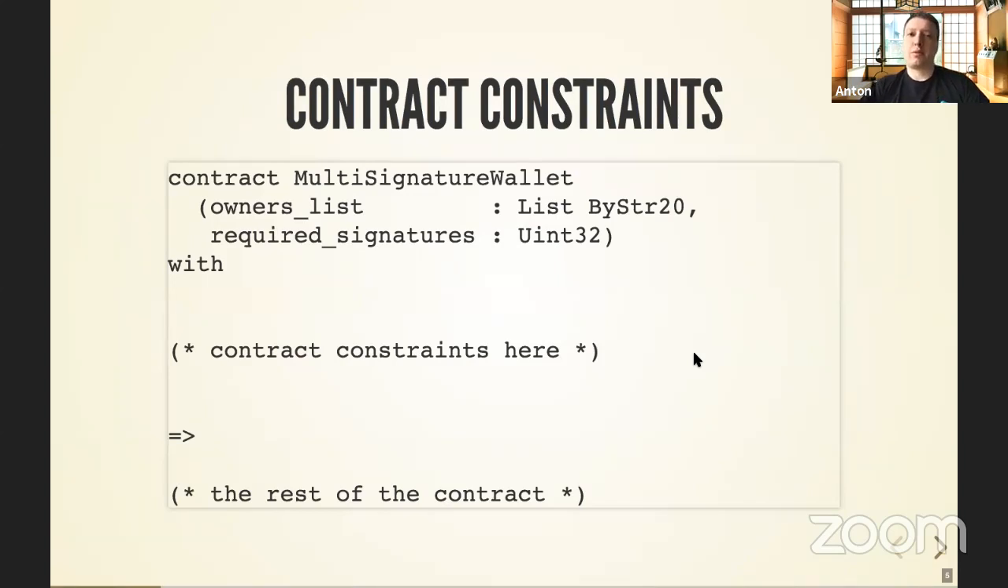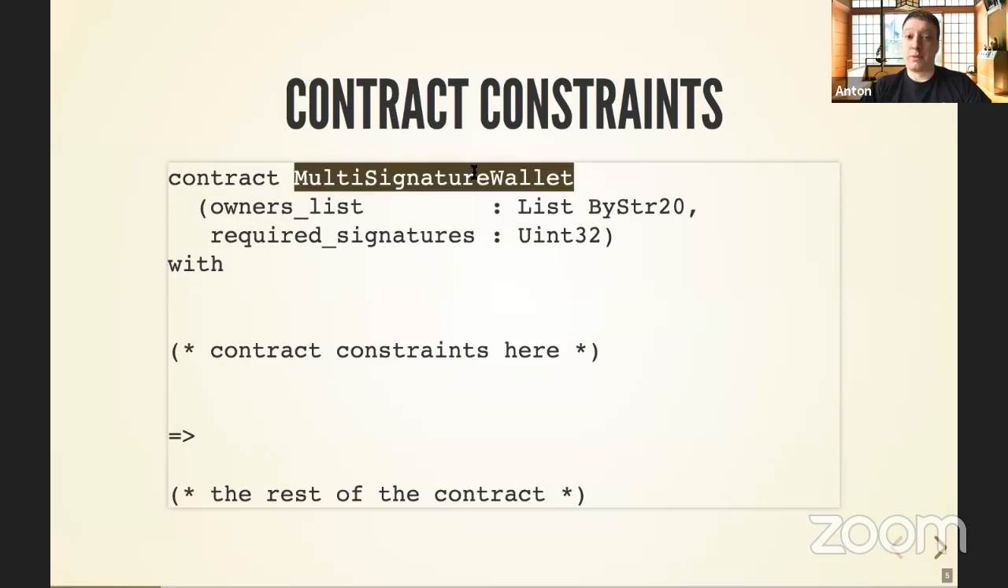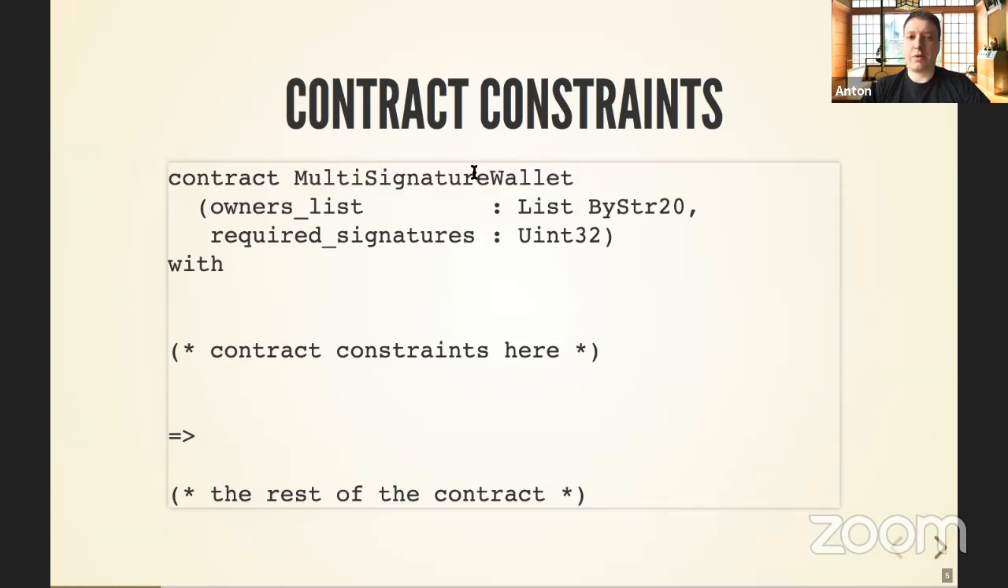So let's start with some safety properties and safety idioms. The first one is called contract constraints. Let's say you have a multi-signature wallet contract, and I'll briefly explain what that means. Sometimes you want to collectively own some funds, right? So you might want to create a multi-signature wallet, which will have an owners list.